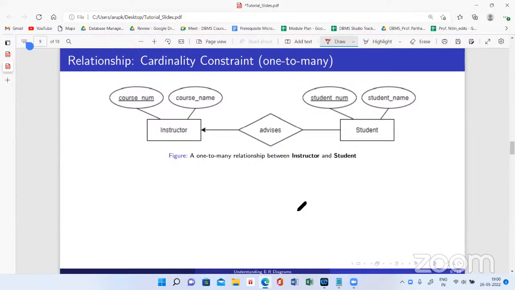So a student can have how many instructors? At most one. And an instructor can have 0 to n number of students. In the table structure, a student can have at most one instructor. The primary key will have the student number and the course number.